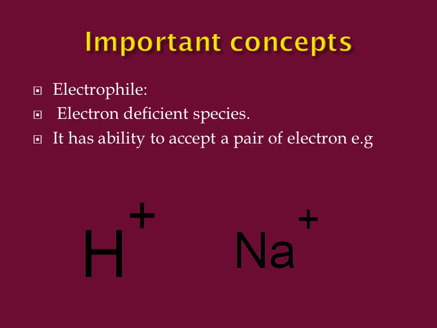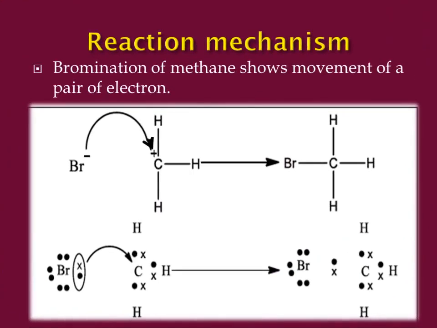Let us take an example and apply all the concepts that we have learned so far. Take an example of bromination of methane, showing the movement of electron pairs. As you can see, the bromide ion having a negative charge will act as a nucleophile. This complete headed arrow shows the transfer of a pair of electrons. Negative charge means a pair of electrons. It will be transferred towards carbon having a positive charge, which is acting as an electrophile.